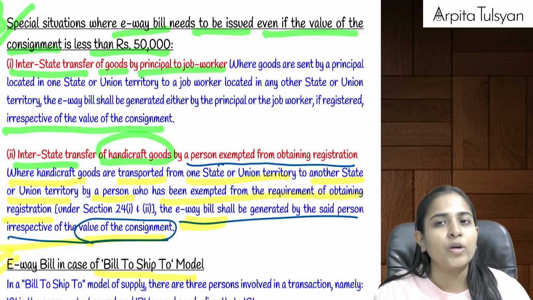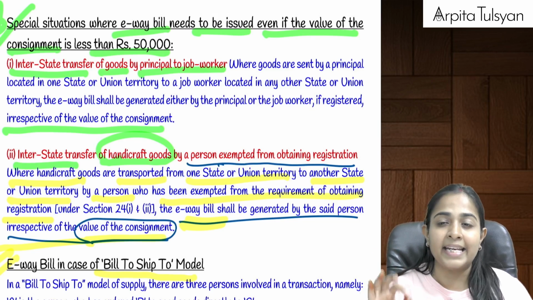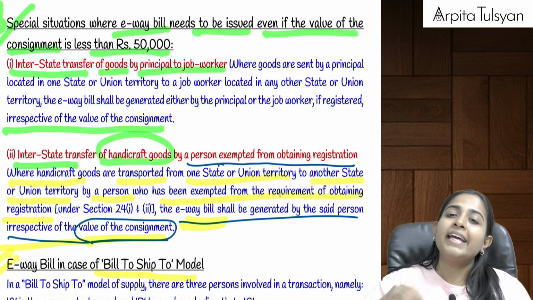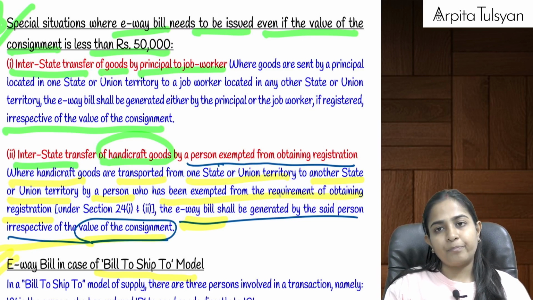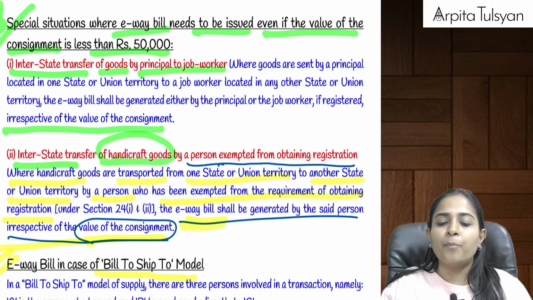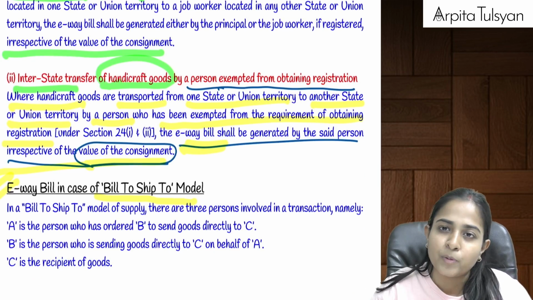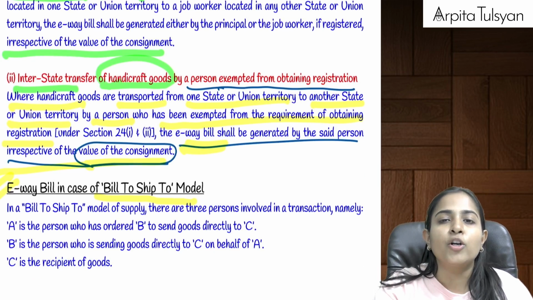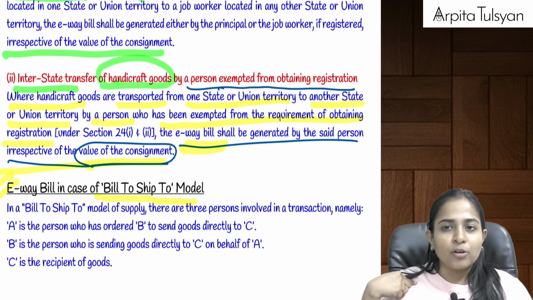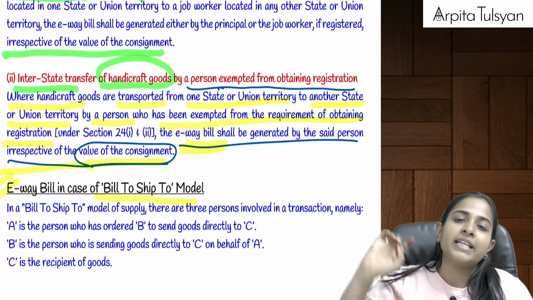So these are the two cases where e-way bill is mandatory in case of interstate transfer of goods, irrespective of the value. And the last different point which is coming up here is in case of bill to ship to model. Do you recollect bill to ship to model? I gave the order to you. You should ideally be sending the goods to me, but I told you please give it to C.